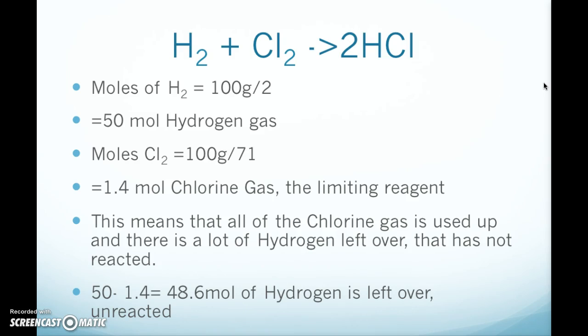So the chlorine gas is the limiting reagent. This means that all of the chlorine gas is used up. You've got none left in the enclosed container, and there is a lot of hydrogen gas left over that is not reacted. So let's try to find out first of all how much hydrogen gas is left over. So it's 50 moles minus 1.4, because you're only reacting 1.4 of the hydrogen gas, and that equals 48.6 moles of hydrogen gas left over, unreacted in the container.